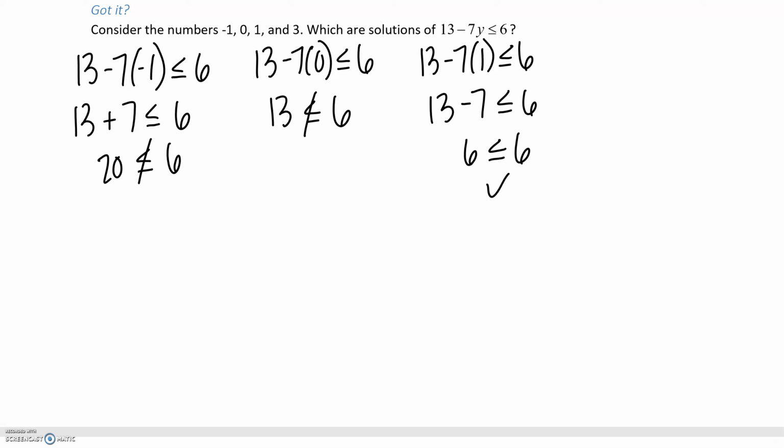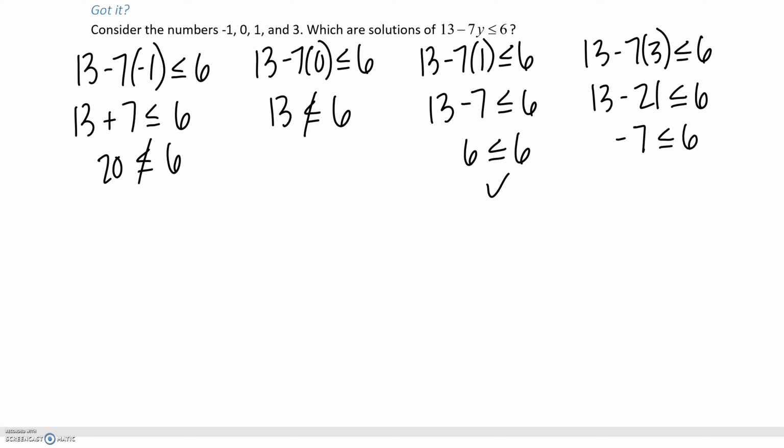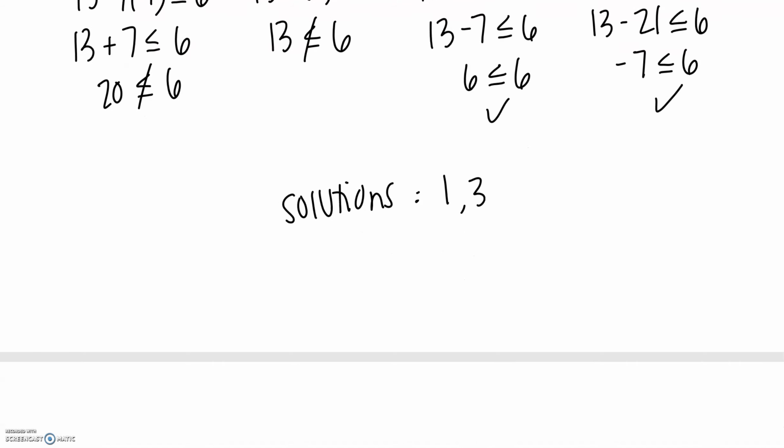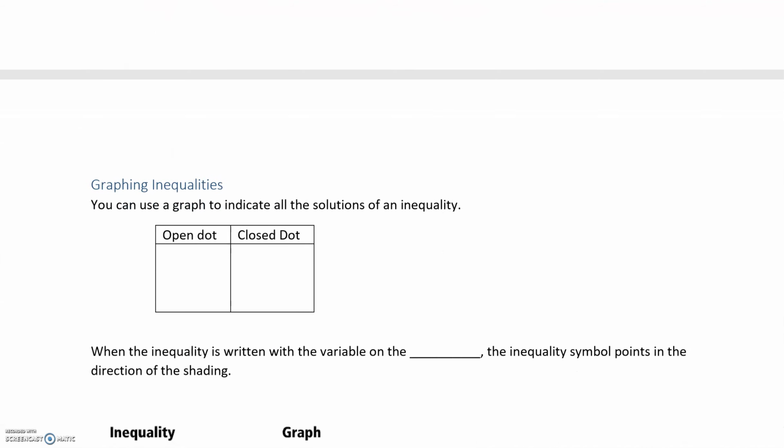And the final one we have is 13 minus 7 times 3 is less than or equal to 6. So 13 minus 21 less than or equal to 6. 13 minus 21 is -7, which is in fact less than or equal to 6. So our solutions are 1 and 3. Okay. Move on to the next page.